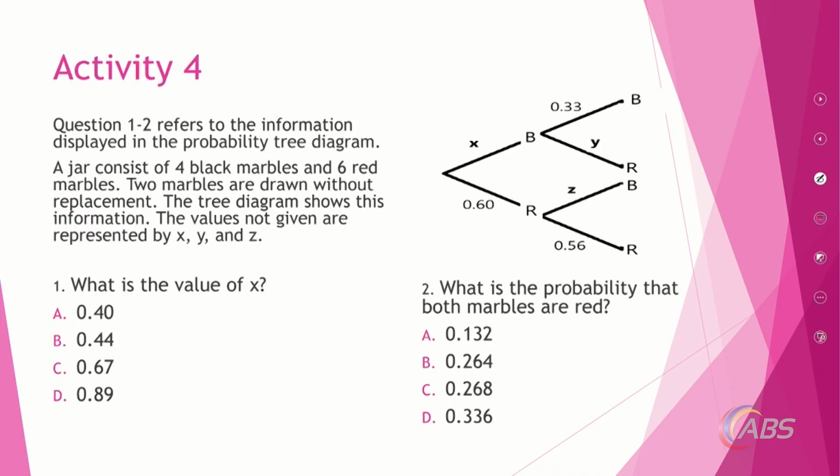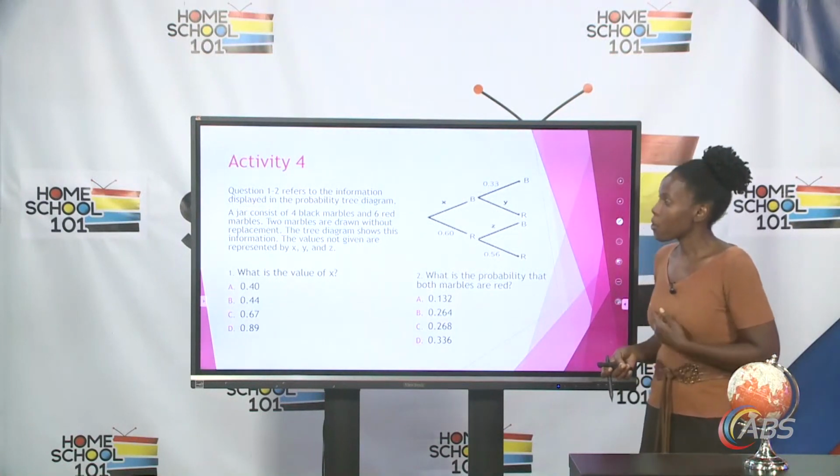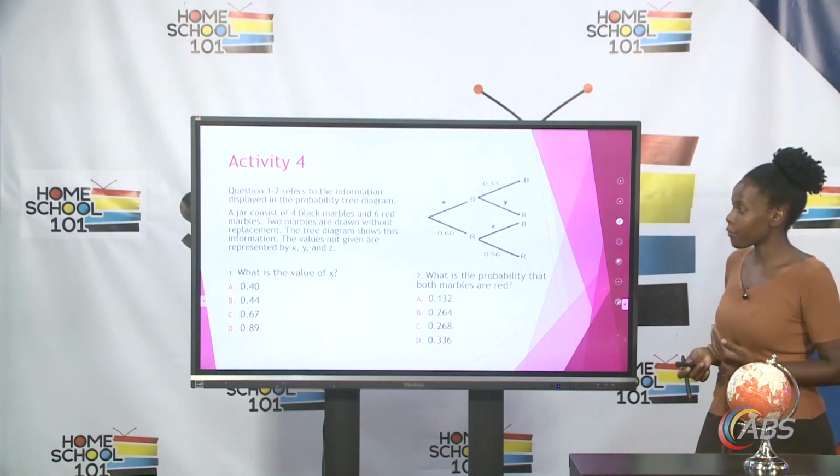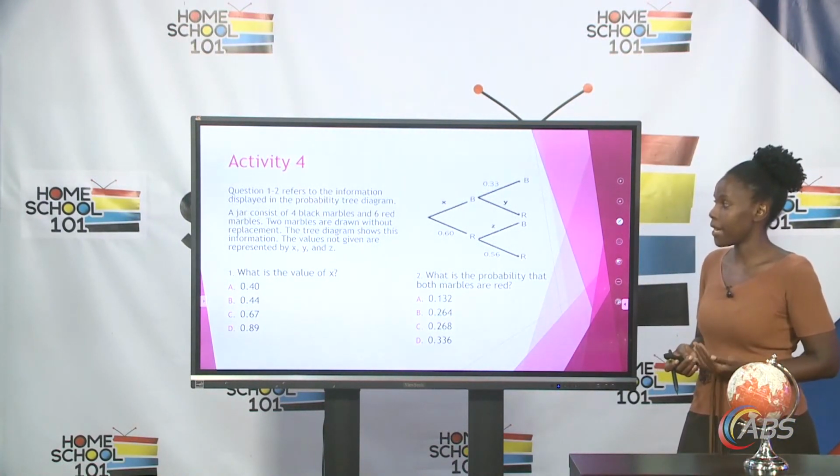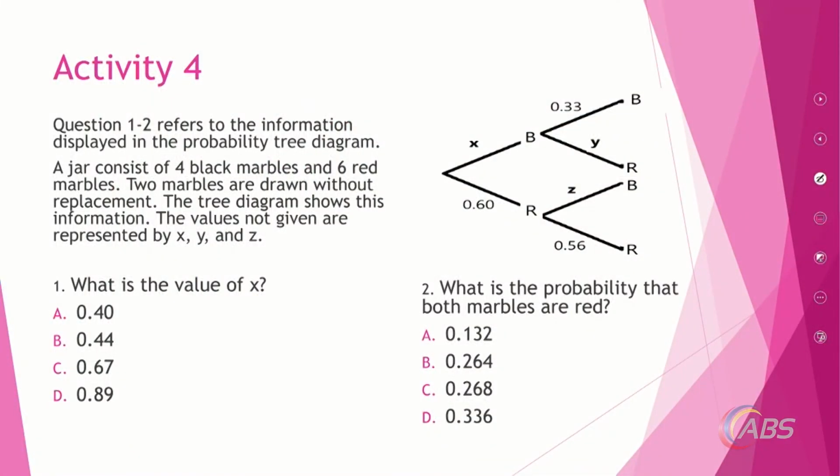So I have an activity here. Questions 1 to 2 refer to the information displayed in the probability tree diagram. It states that a jar consists of 4 black marbles and 6 red marbles. 2 marbles are drawn without replacement, and the tree diagram shows this information. Values not given are represented by X, Y, and Z.